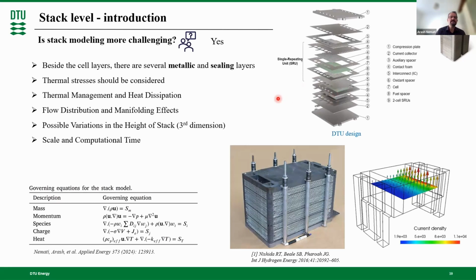Beside the cell test, we need to have some thermal stress analyzers. We need to do some thermal management because it's not in a controlled kind of volume as a cell test. We need to have the correct flow distribution because if we don't have uniform distribution, then the degradation will increase. We also have some possible variation in the height of the stack because of this manifolding. We also have this scale and computational time problem because we have different layers, and if we want to solve each layer, it will be very time consuming. Here, you can see also one example of the stack from Jülich and the detailed model that is published in the literature.